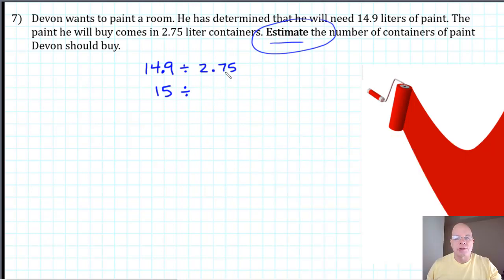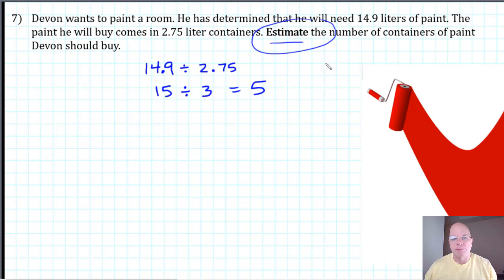It seems like 3 is a good choice here because 15 and 3 are definitely compatible numbers. 15 divided by 3 is 5. The problem with choosing 3 in this case is we have overestimated the amount of paint in each can. And if you're not really going to get that much paint, then you might not buy enough paint. 5 cans of paint might not be enough.